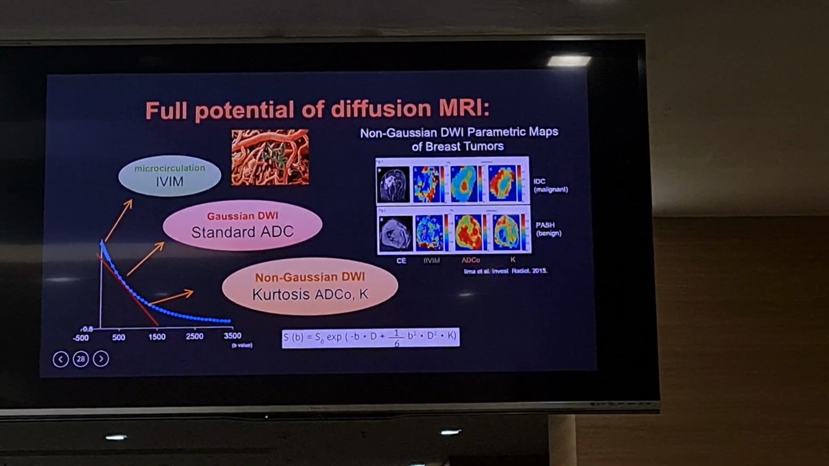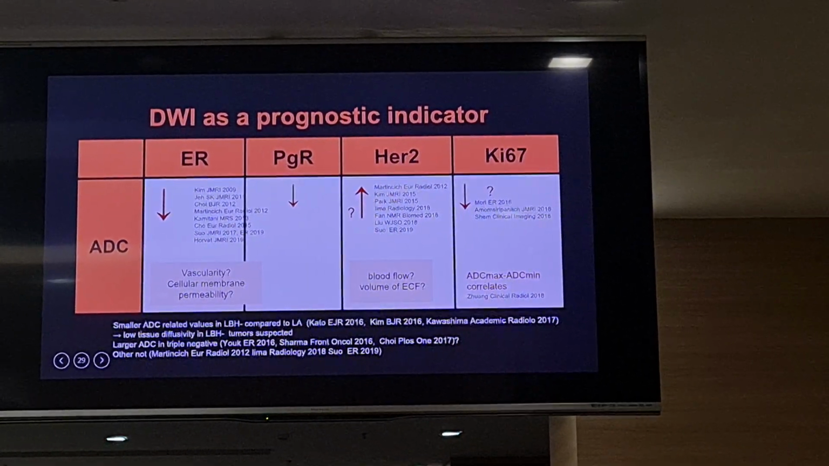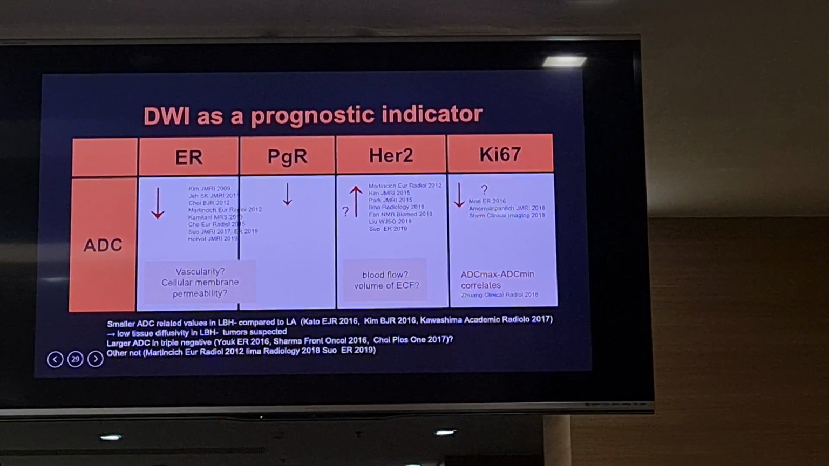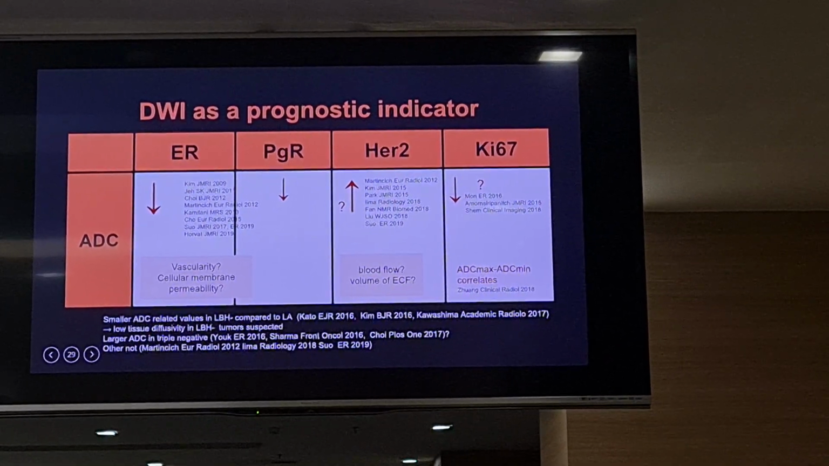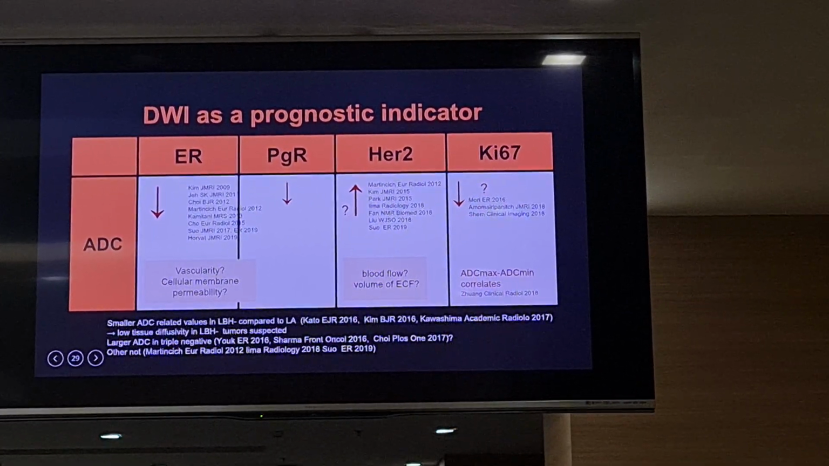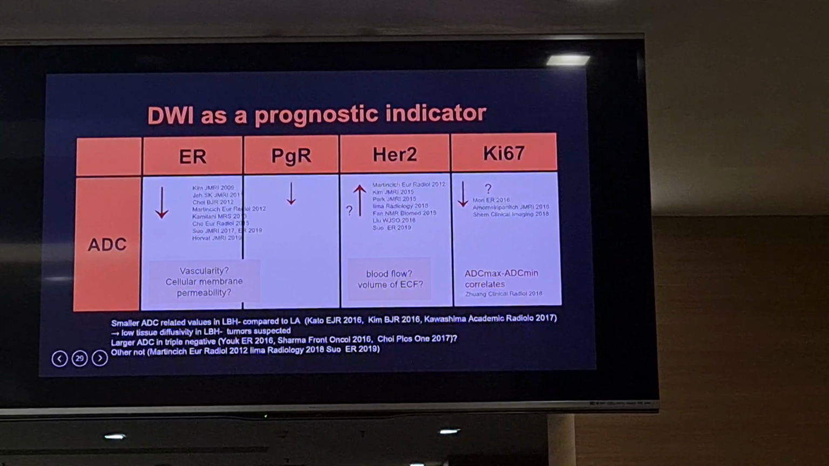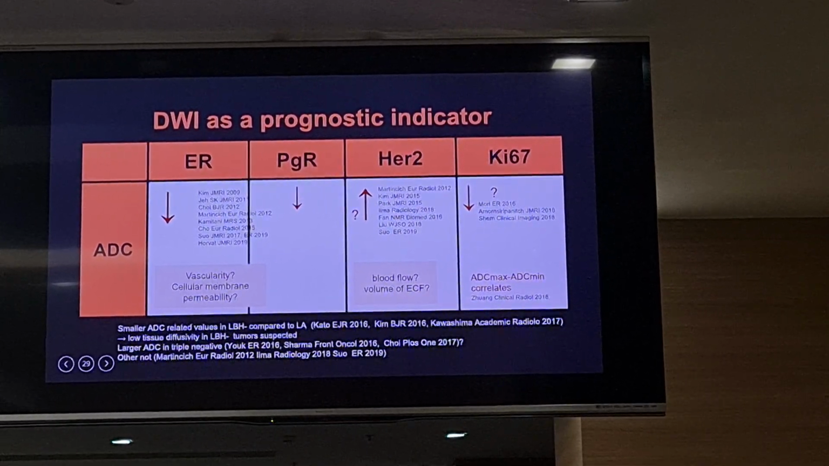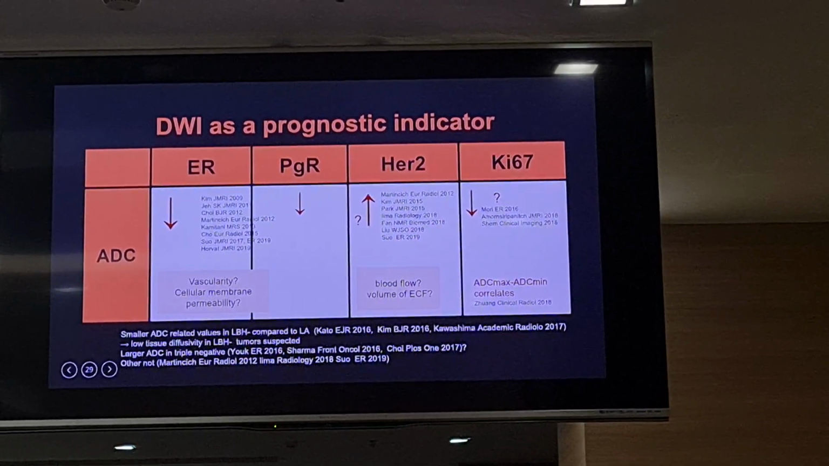So here I briefly summarized the diffusion standpoint as a prognostic indicator for breast cancer. This is the typing of the breast cancer: the hormone receptor, HER2, and Ki67. Medical oncologists define the treatment based on this information and these subtypes.